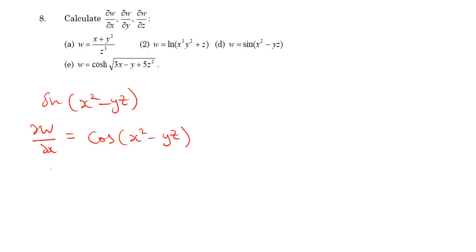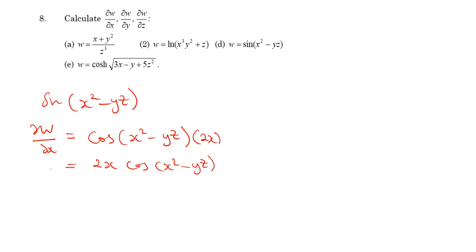Then, since it's chain rule, I differentiate the inner function. I'm going to differentiate that function with respect to x. I differentiate this part which has the x squared, and that gives me 2x. Of course I can write the 2x in front, meaning I can write this as 2x cos of x squared minus yz, like that.